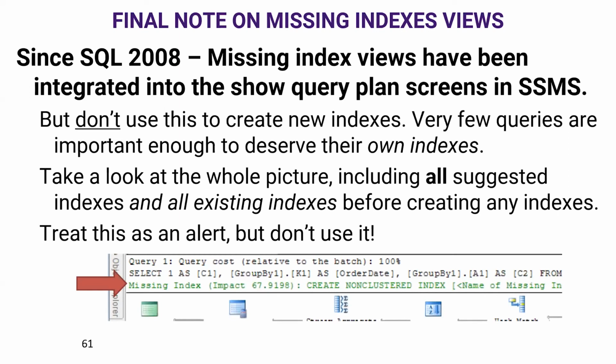So final note on missing indexes views. Since 2008 in Management Studio, you've seen this green text that pops up above the execution plans. Do not create that index, real clearly. Again, it must be one real important query to get its own index. Don't create that index. Take that as a signal to go look at missing indexes in aggregate and create an index like this one potentially that also contains suggestions and columns from suggestions for other queries to make one super powerful index to rule them all, right?